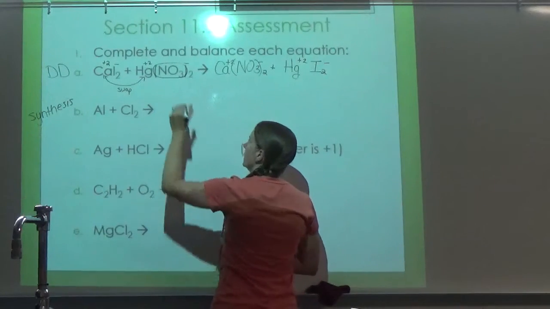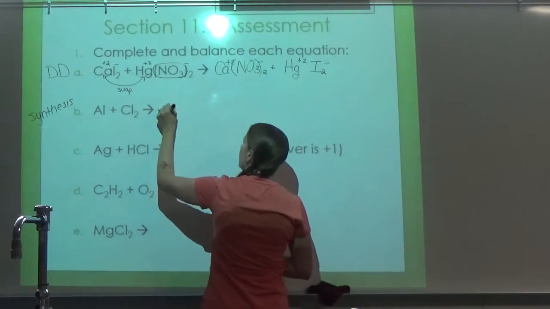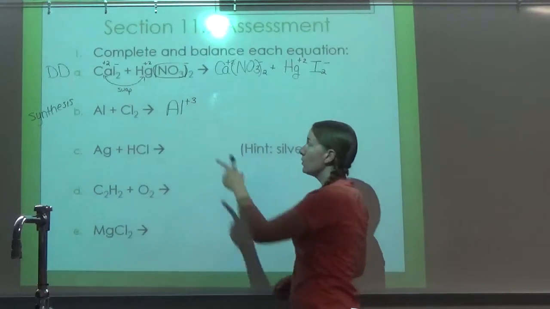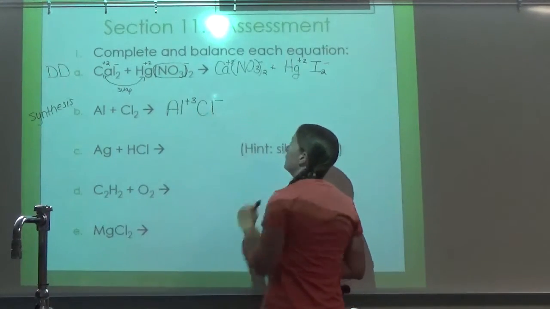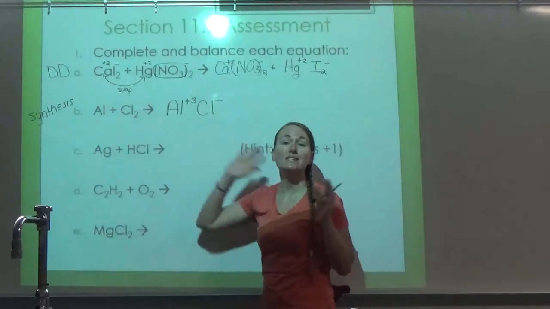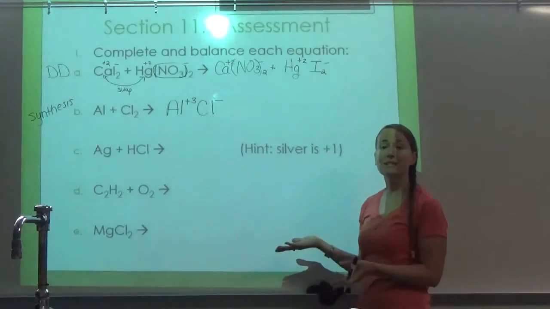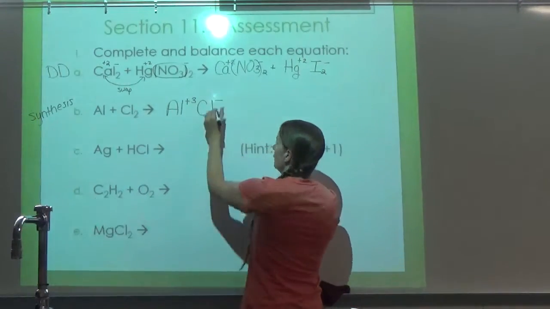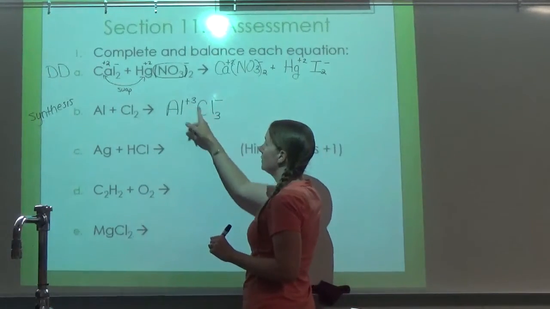All right, so aluminum has a charge of +3. So I'm going to write it first. Chlorine has a charge of -1. Where did the 2 go? Well, it's not by itself anymore, so it doesn't need its diatomic 2. When it's with aluminum, it needs a 3 to balance out the charges.